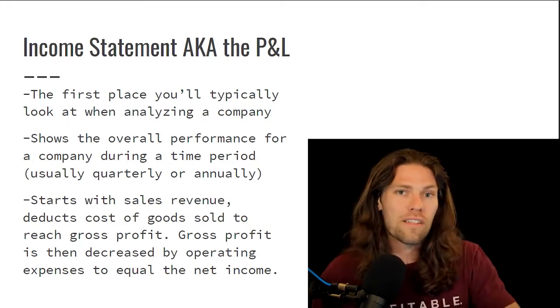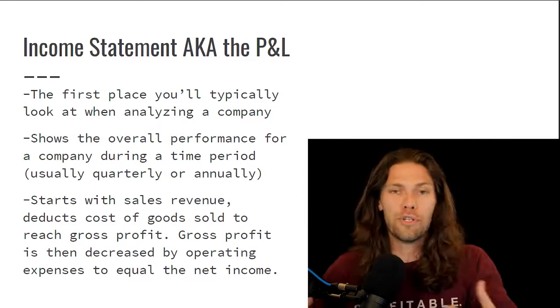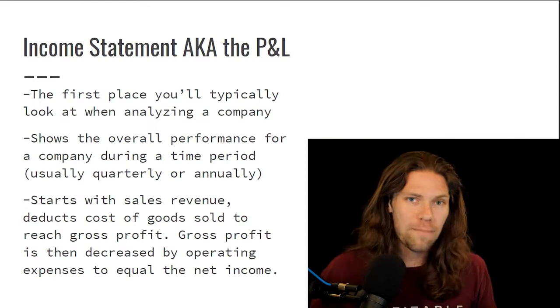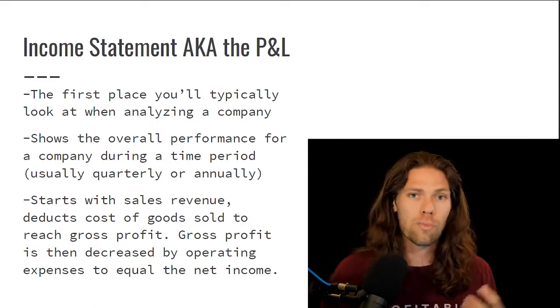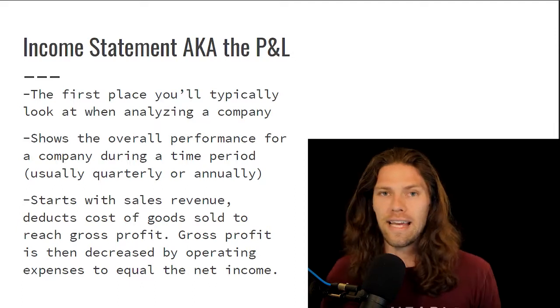This starts with sales revenue and then deducts the costs of goods sold, the cost of actually producing the good or service that you're selling. And this gives you gross profit. Gross profit is then decreased by operating expenses, and that gives you the net income.